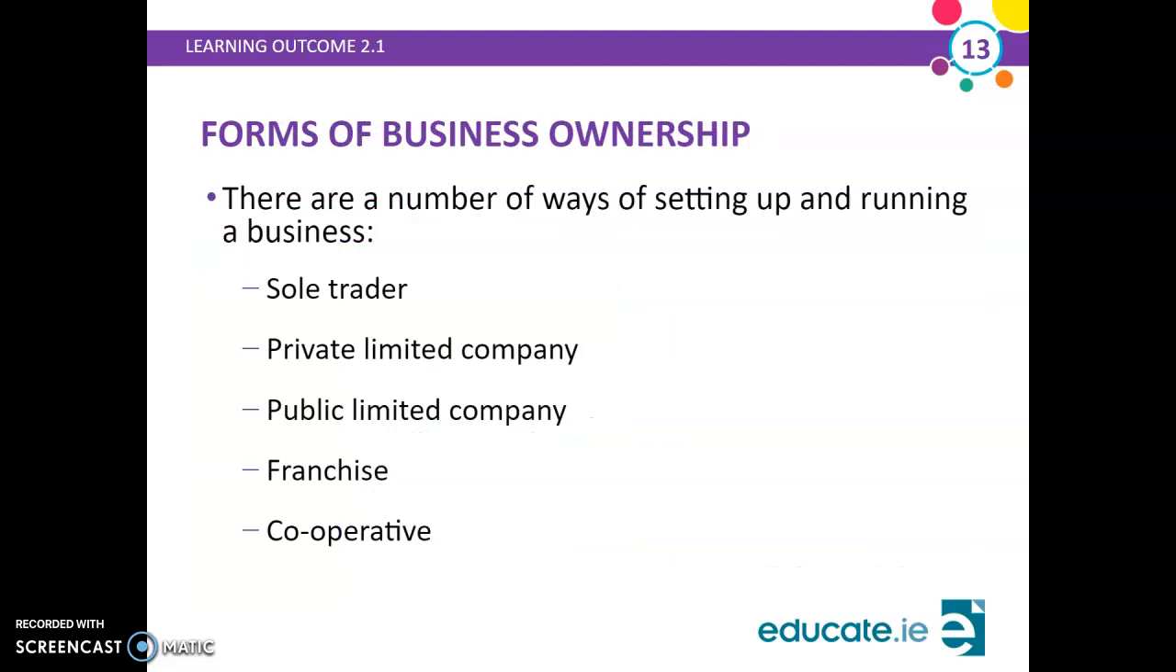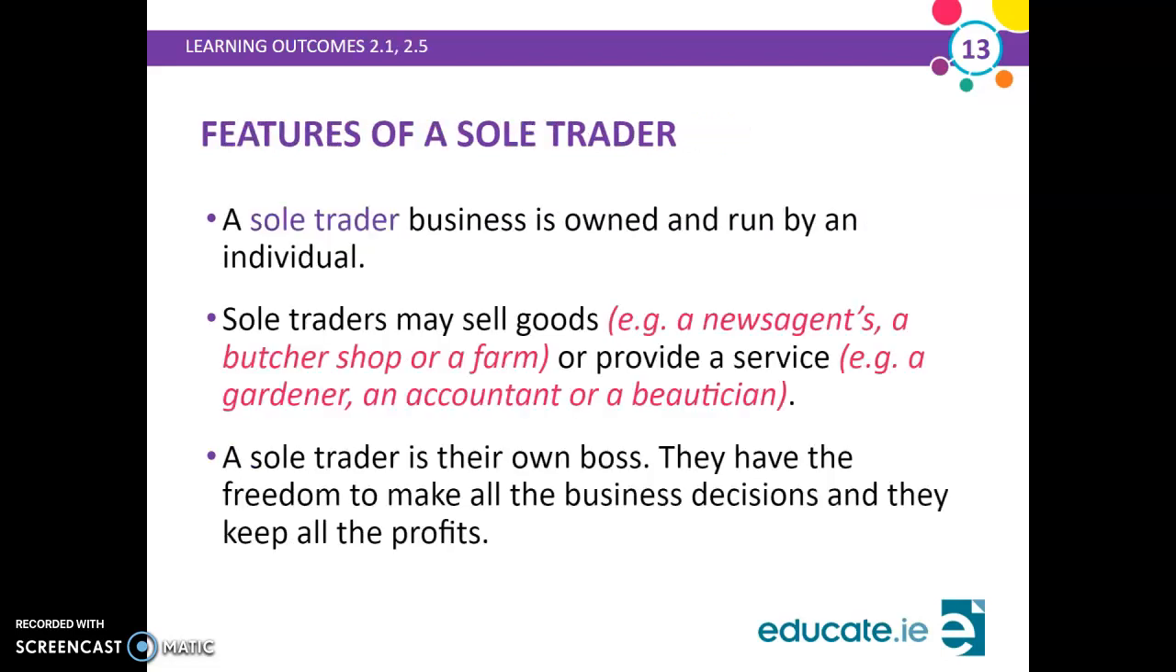Forms of business ownership. There are a number of ways of setting up and running a business. You have a choice of a sole trader, private limited company, public limited company, franchise and cooperative. A sole trader business is owned and run by the individual. The sole trader may sell goods, for example a newsagent, a butcher shop or farm, or may provide a service like a gardener, an accountant or a beautician. A sole trader is their own boss, which is a huge advantage. They have the freedom to make all the business decisions, and they keep all the profits, and it's quite simple to set up.